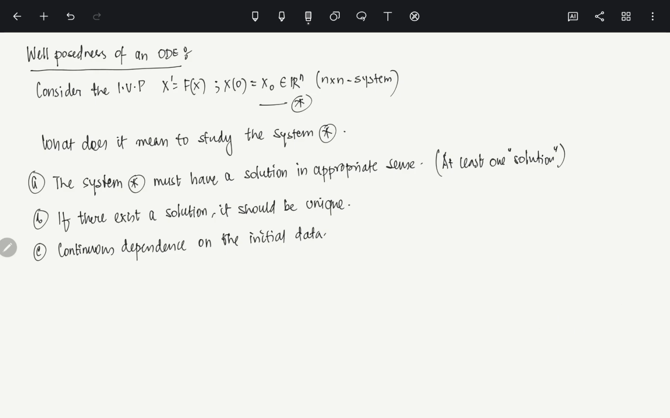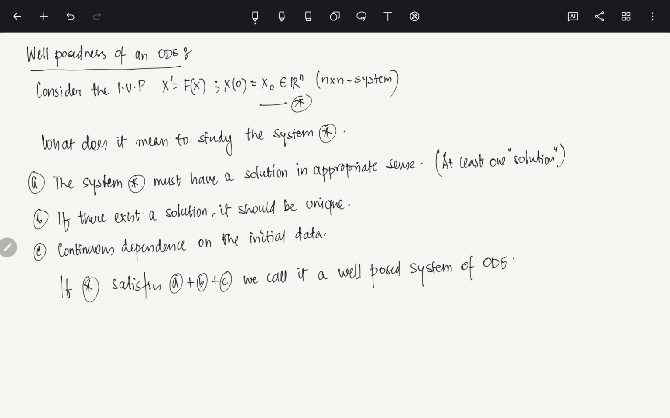Now, if star satisfies A, B and C, we call it a well-posed system of ODE. Clear? That's the main idea. Now let's say I give you a system, whatever it is, x prime equals f of x. Some system is given. You know what that vector field f is.